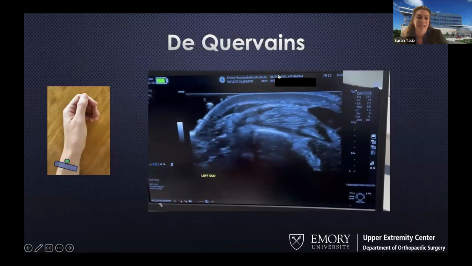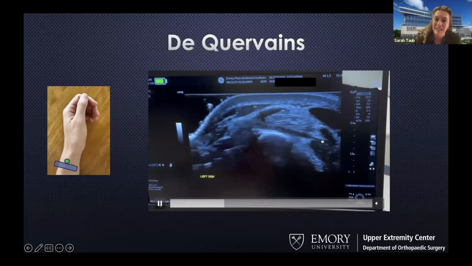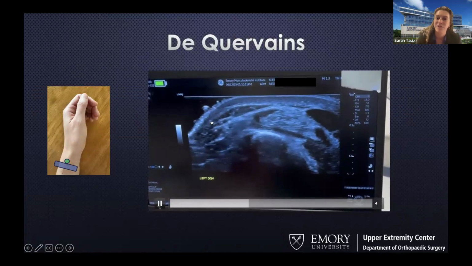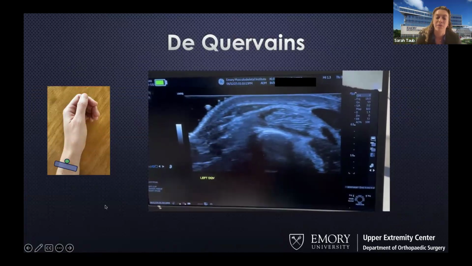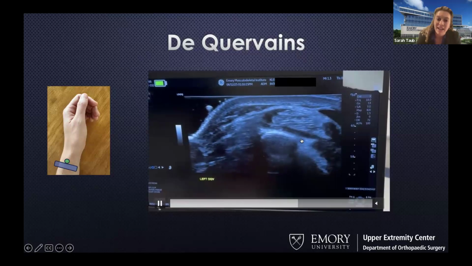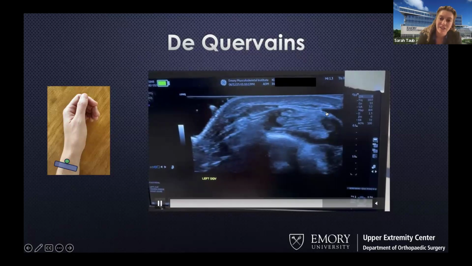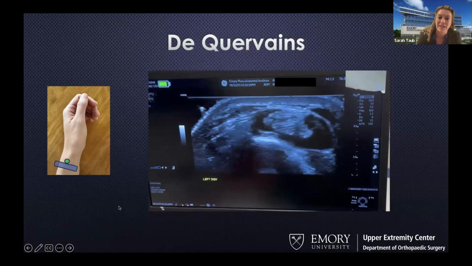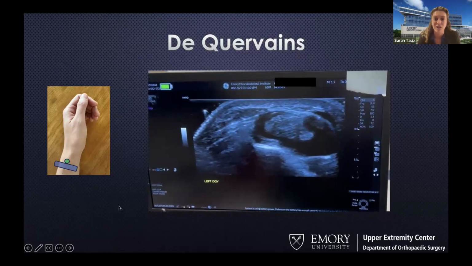De Quervain's tenosynovitis is another fun one to do. I use this example because this person had a lot of adipose tissue around their wrist, so it's harder to see anatomy. And then they had this huge vessel right here too that you actually couldn't see. So it was just confirming it's good to use ultrasound.